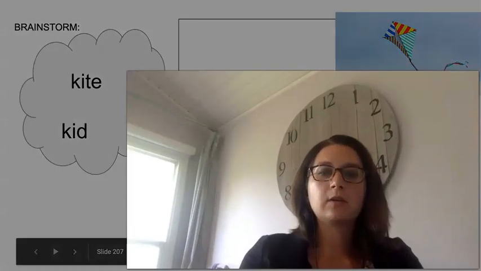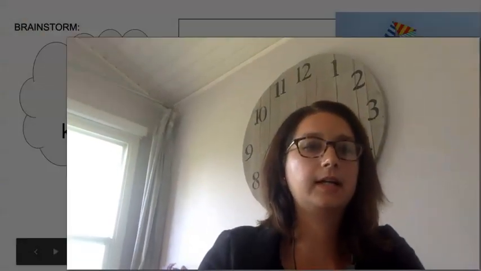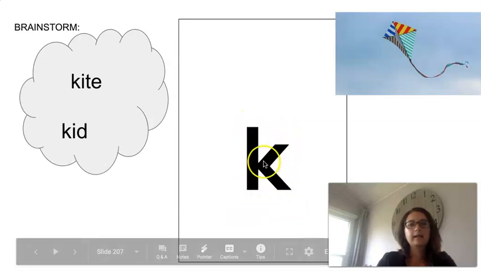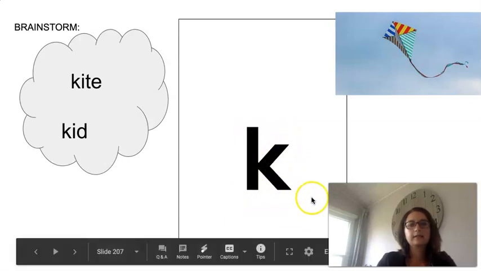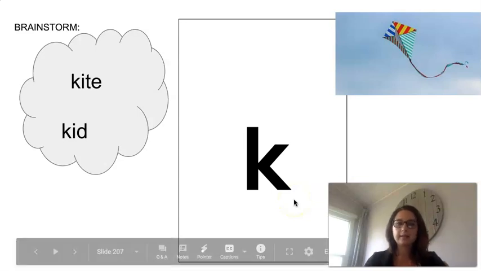K. I want you to take your card that your teacher gave you with the letter K and put your plastic over it, and we're going to trace this letter and say the sound together. All right, here we go. K says k. K says k. K says k. Good job. Now we know two letters that make the sound k.